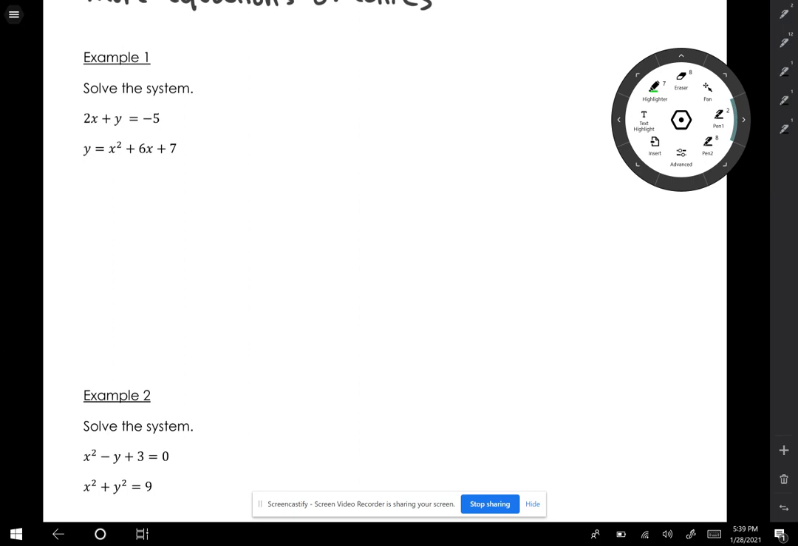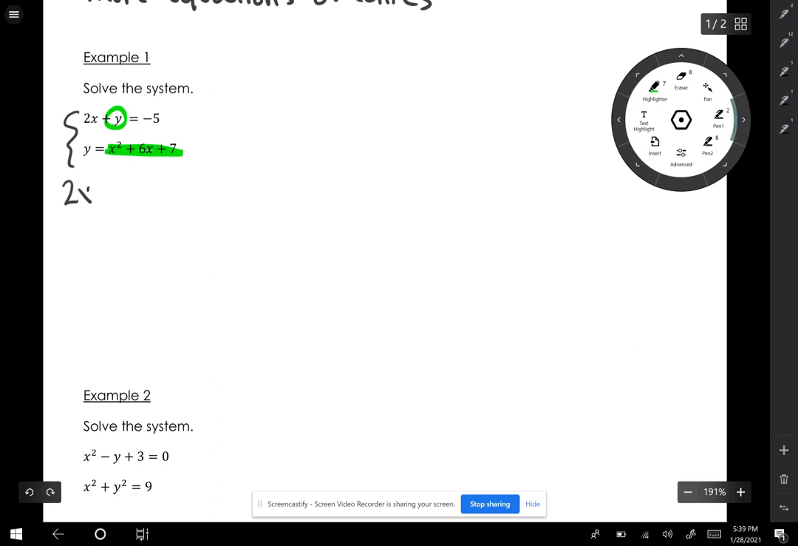In this example, notice 2x plus y equals -5. That's a line, a linear equation. But then the second one is a conic. It's going to be a parabola. So to solve this one, you can choose multiple methods. There's substitution, there's elimination, there's graphing. For this one, I would use substitution. I would replace the y here with what y equals down here.